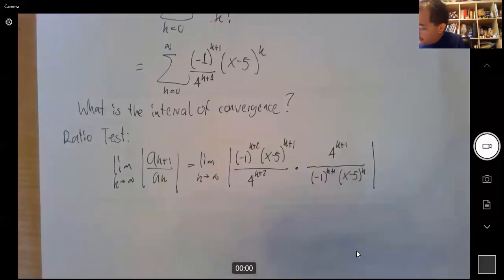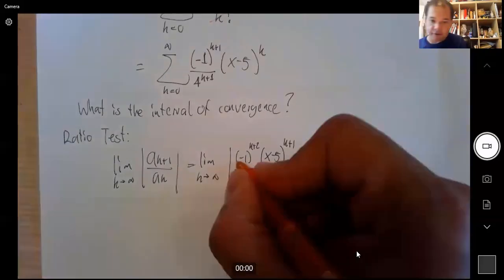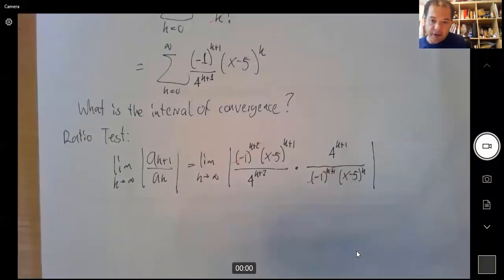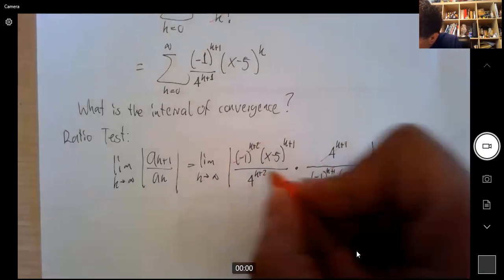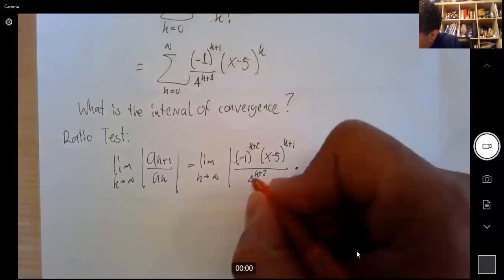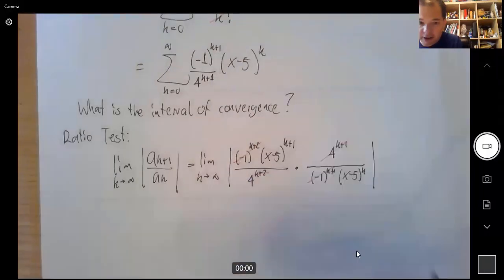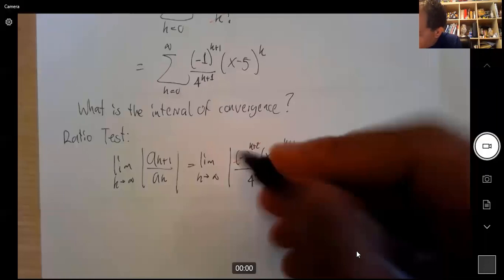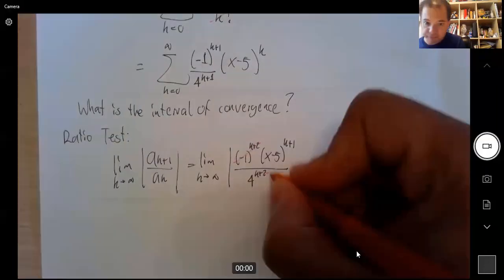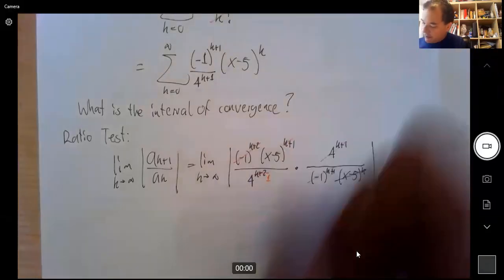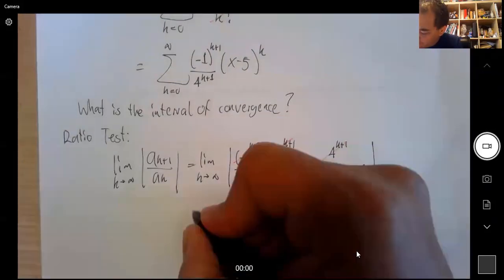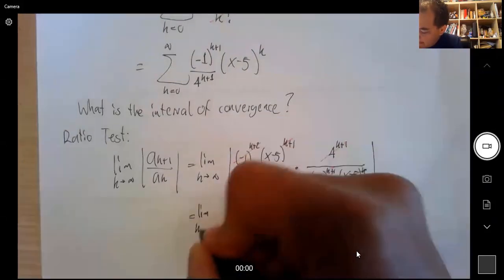Next, these negative ones go away. We don't need them because the absolute value bar will take care of them. And then we can simplify this 4 to the k plus 1 with the k plus 2 exponent; it will become simply a 4, right? So we'll cancel this exponent and it will be just exponent 1. Similarly here, this x minus 5 to the k goes away with the exponent k. So all that is left is the following.